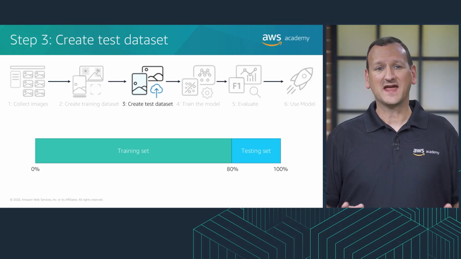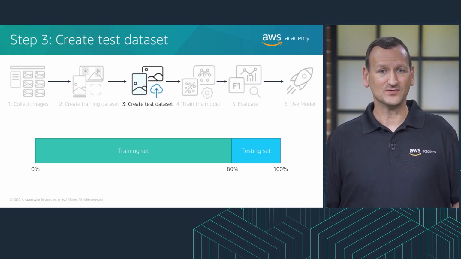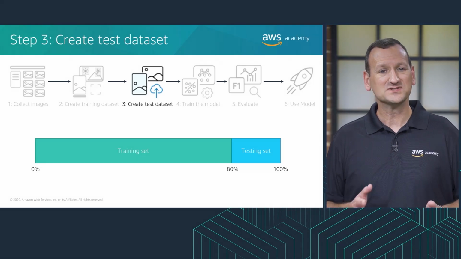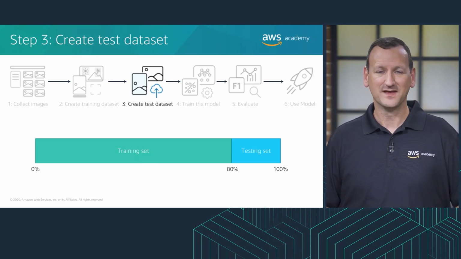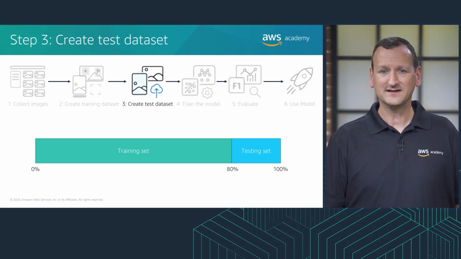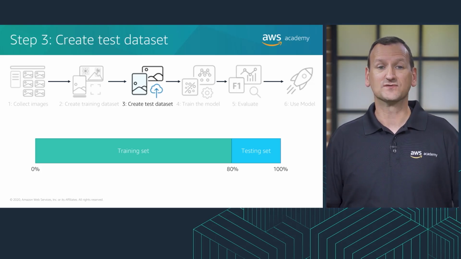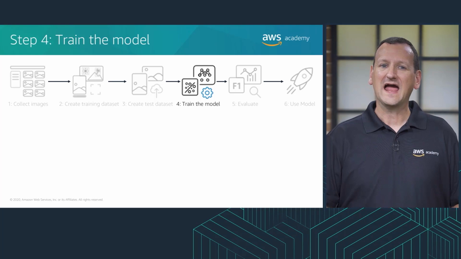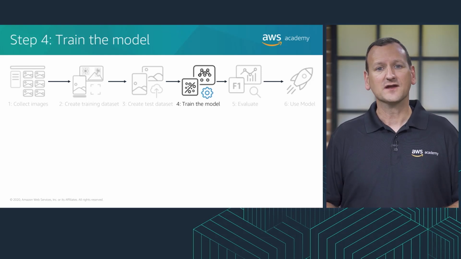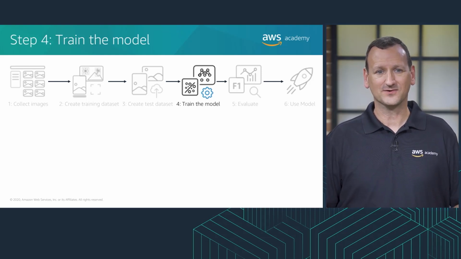Alternatively, you can use Amazon Rekognition Custom Labels to split your training dataset into two datasets by using an 80-20 split. This split means that 80% of the data is used for training and 20% is used for testing. After you define the training and test datasets, Amazon Rekognition Custom Labels can automatically train the model for you.